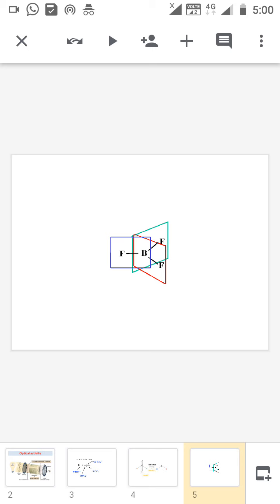So plane of symmetry we have already discussed. I hope that you understand the topic.